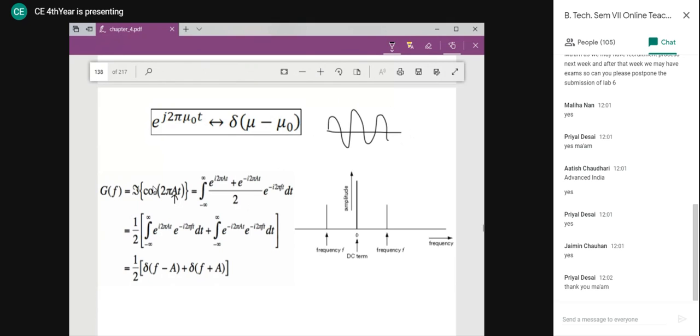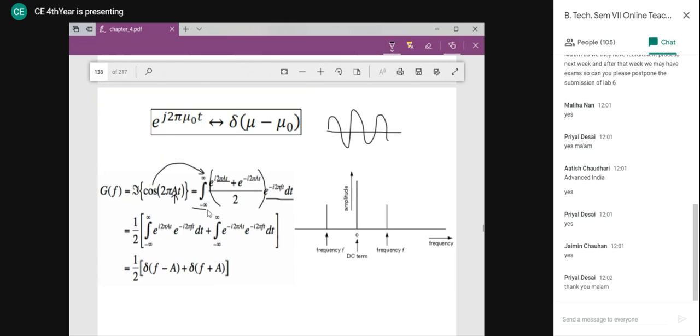So I know how to represent this cos. I can represent this cos by its definition in terms of exponentials. So what it is, e raised to j theta plus e raised to minus j theta, divided by 2. Here theta is 2 pi a. So this is e raised to j theta plus e raised to minus j theta divided by 2. And this is the definition.